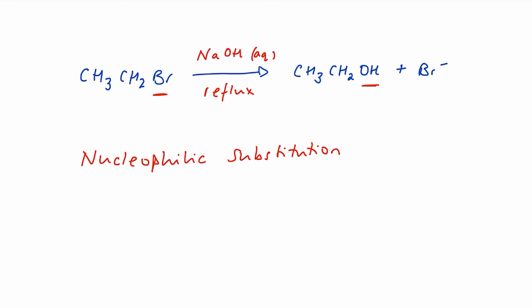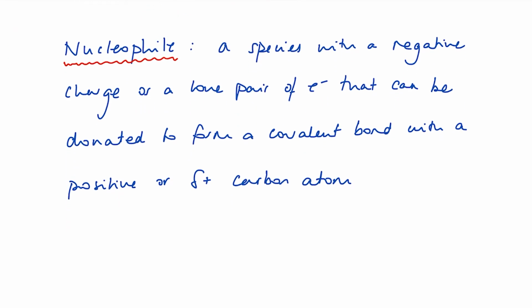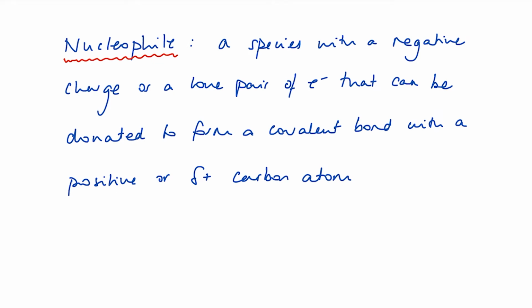Nucleophilic, well, this reaction involves nucleophiles, and the hydroxide ions from the sodium hydroxide are going to behave as a nucleophile. What is a nucleophile? Well, a nucleophile is a species with a negative charge or a lone pair of electrons that can be donated to form a covalent bond with a positive or partially positive carbon atom. I've written this definition out in full because you need to do the same. You need to put it onto a flashcard and add it to your Rolodex, and you need to learn your definitions. It makes life so much easier as we move through this A-level course.